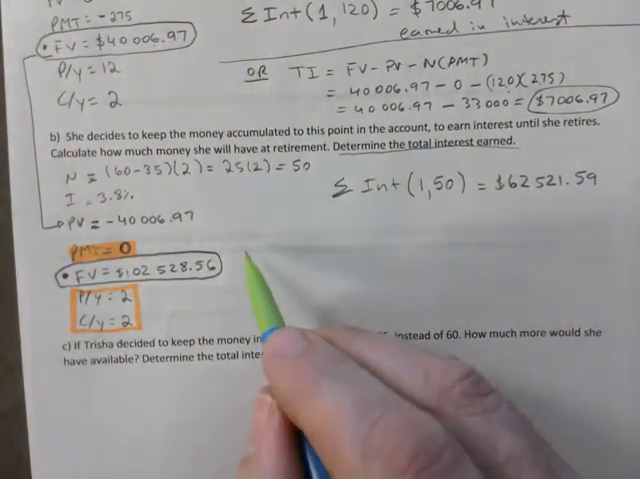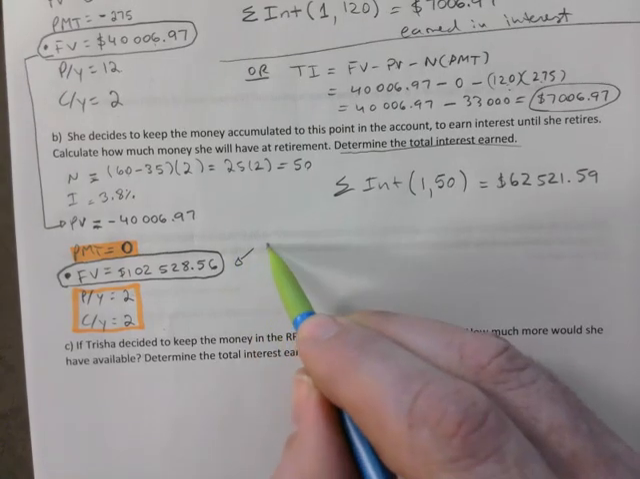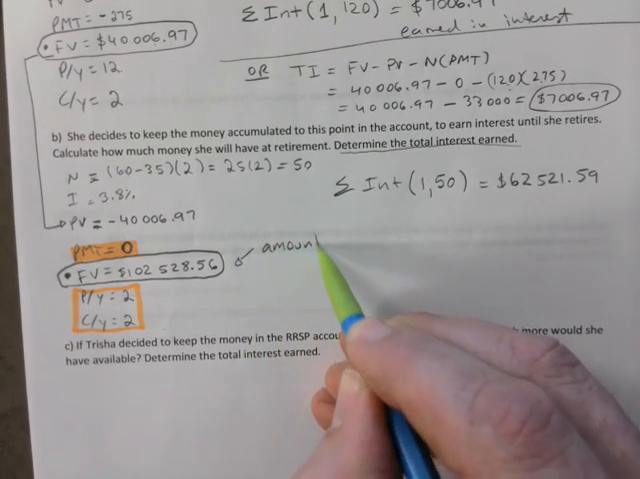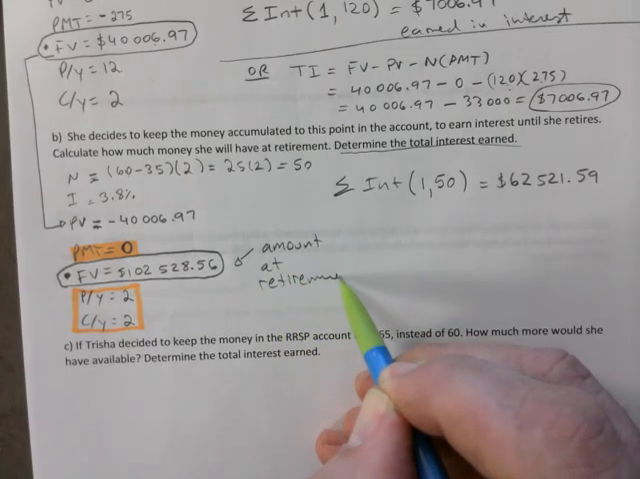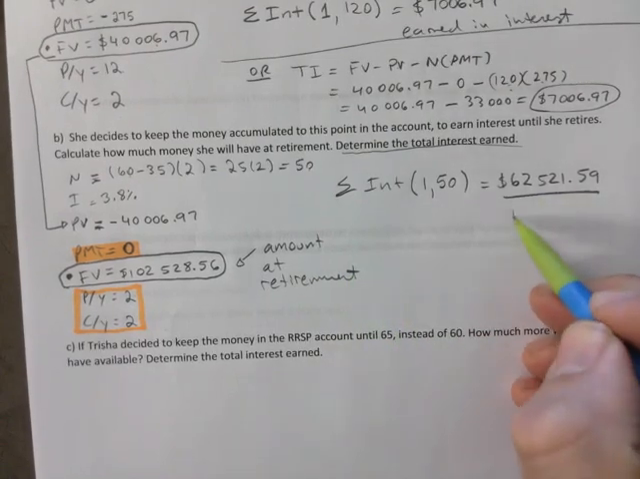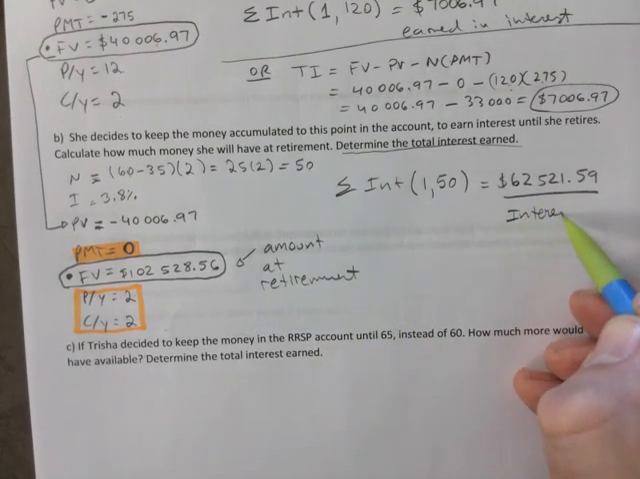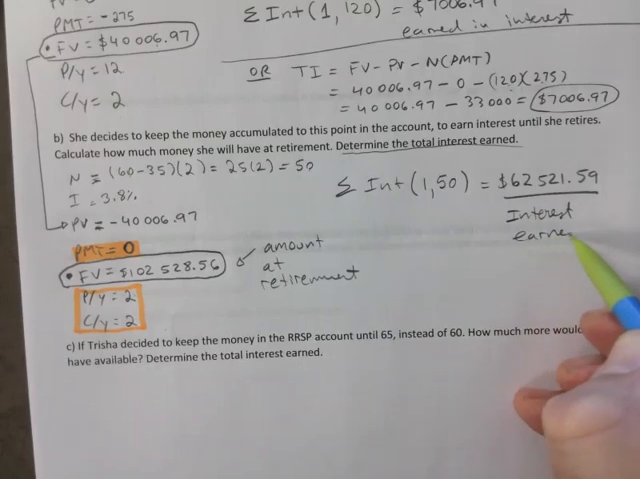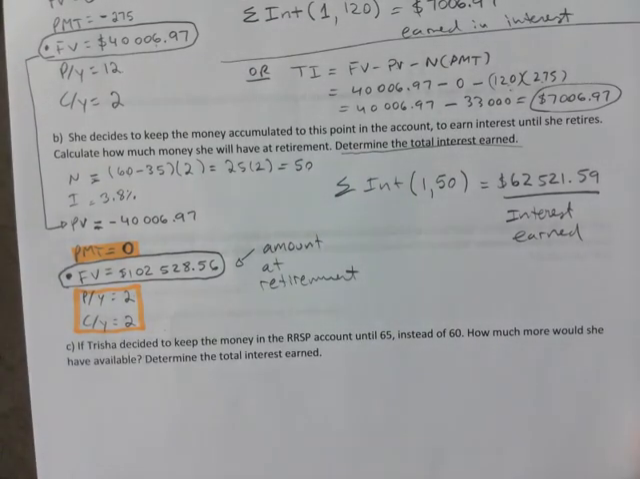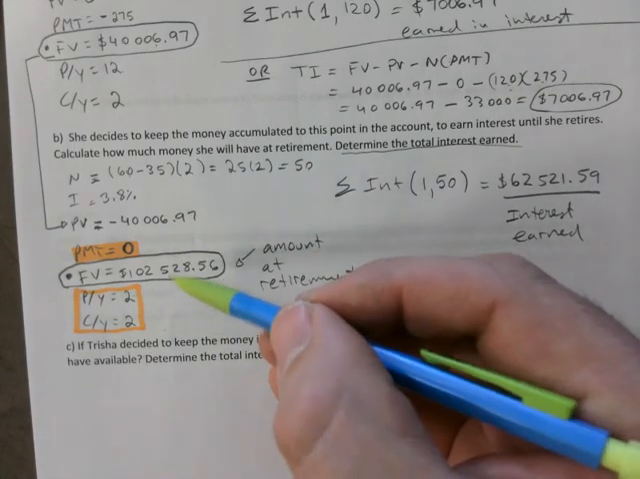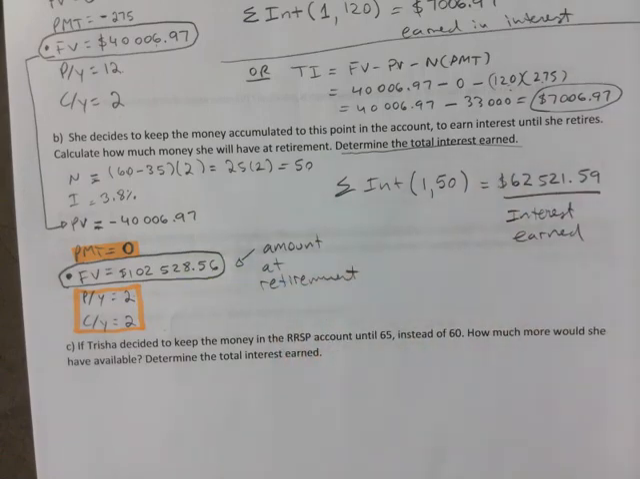So I will make sure that this is amount at retirement, and this is interest earned. So just letting it sit there, you earned 62,000. You more than doubled your money, right? Just by letting it sit there.